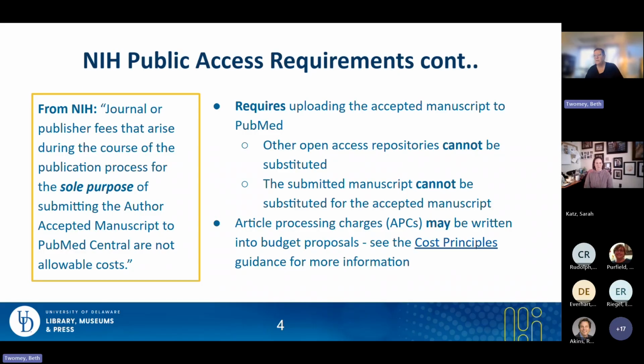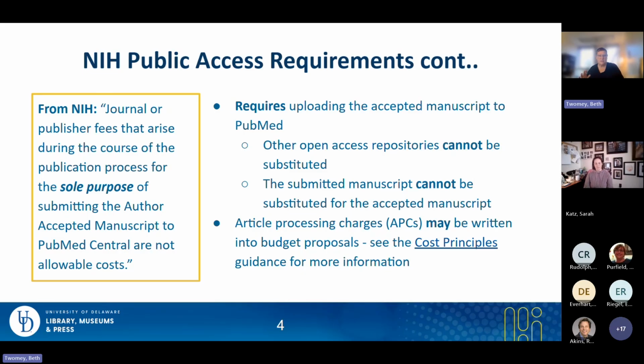So if you want to publish open access, $3,000 charge for that open access and to make sure that it is immediately available and you can put a copy on PubMed. That is something that you could consider writing into grant funding. So that's just something to start thinking for the future as you do this. This cost principles link is guidance from the NIH about what to think about when you're thinking about what are allowable and not allowable costs. And there's a lot of different considerations that may come into that.